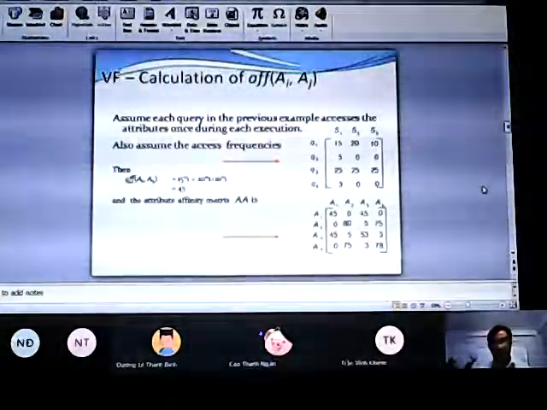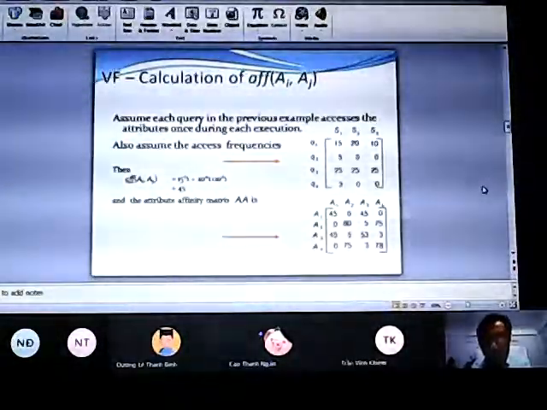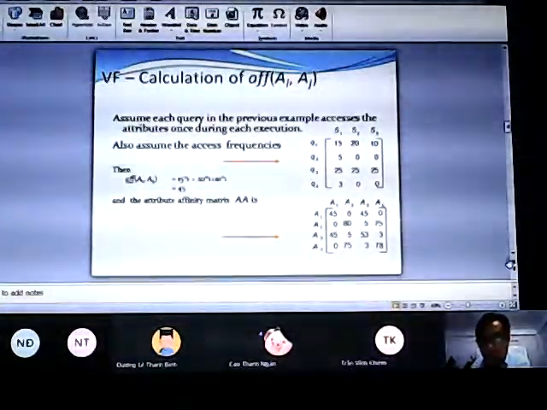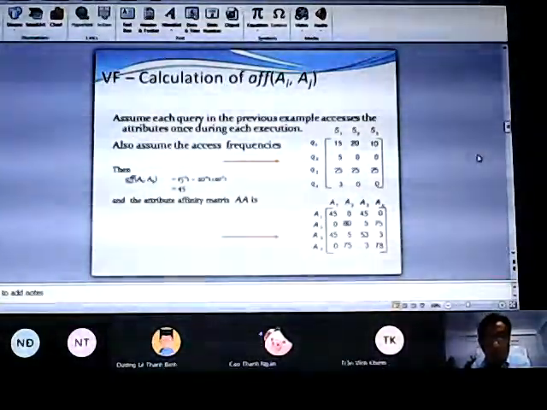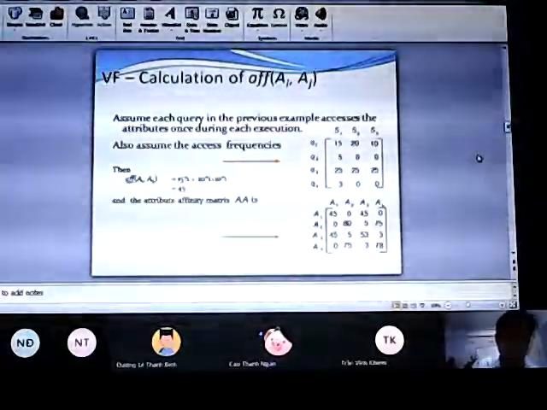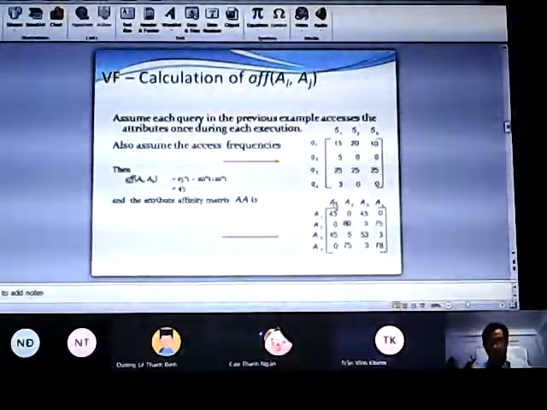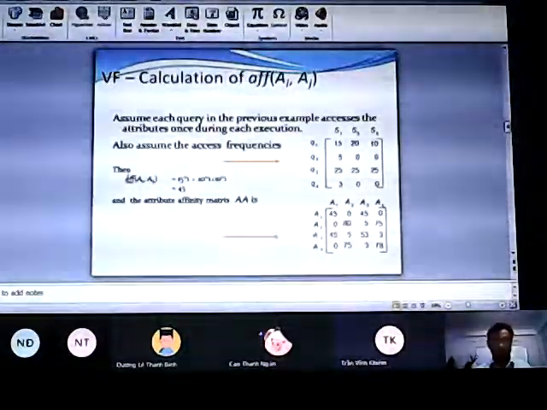Okay, mate, this one is better then. Do you hear me, Kim? Yes, sir. Now I think this one is better than the old one. You can see the whole matrix, right? Did you see the whole matrix now?